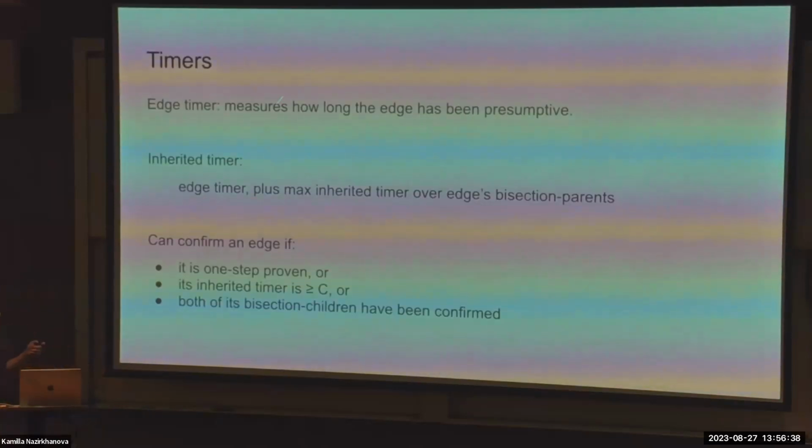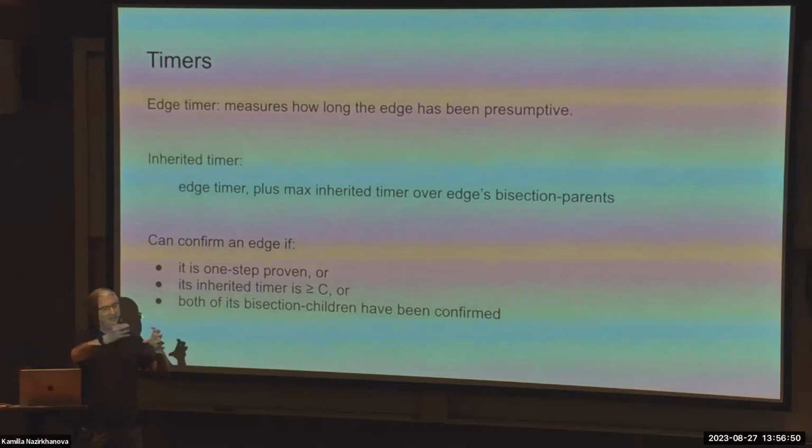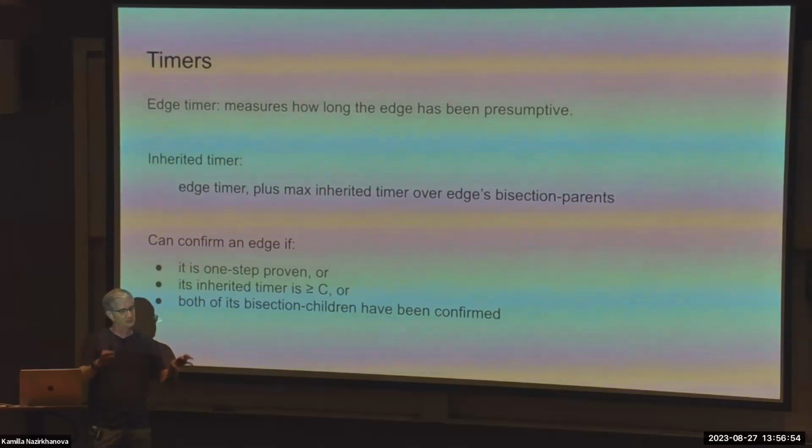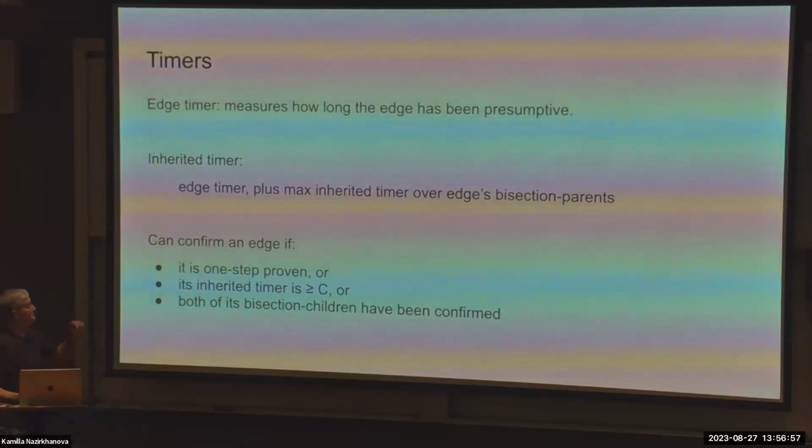Okay. Now, the protocol uses timers, and there's 2 notions of timer. There's the edge timer, which is on a single edge. It measures for how long that edge has been presumptive. And then there's a notion of inherited timers, which basically says that if an edge has accumulated some presumptive time and you bisect it, its children inherit that presumptive time. And so there's a notion of an inherited timer, which means roughly what you'd expect it to.